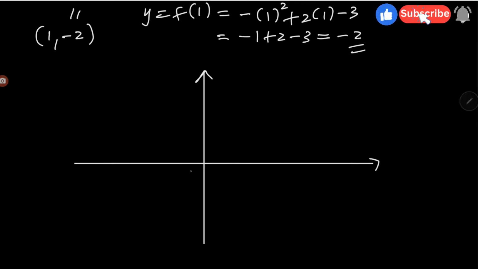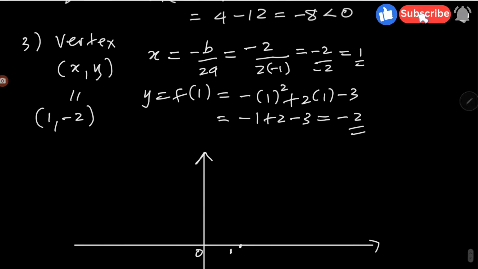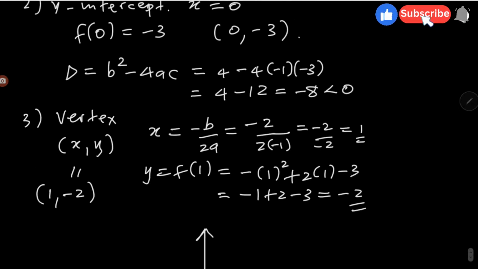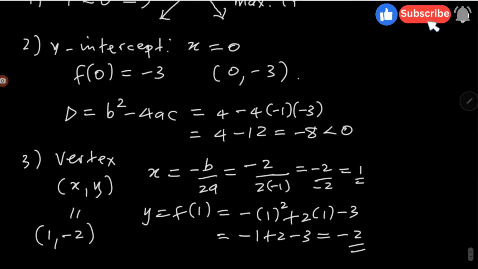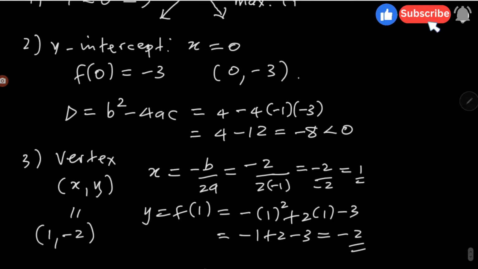This is our origin. So our vertex is 1 comma negative 2, so we can assume 1 is there, negative 2 is there, so the point is somewhere there. Okay, and then we have our y-intercept as 0 comma minus 3.